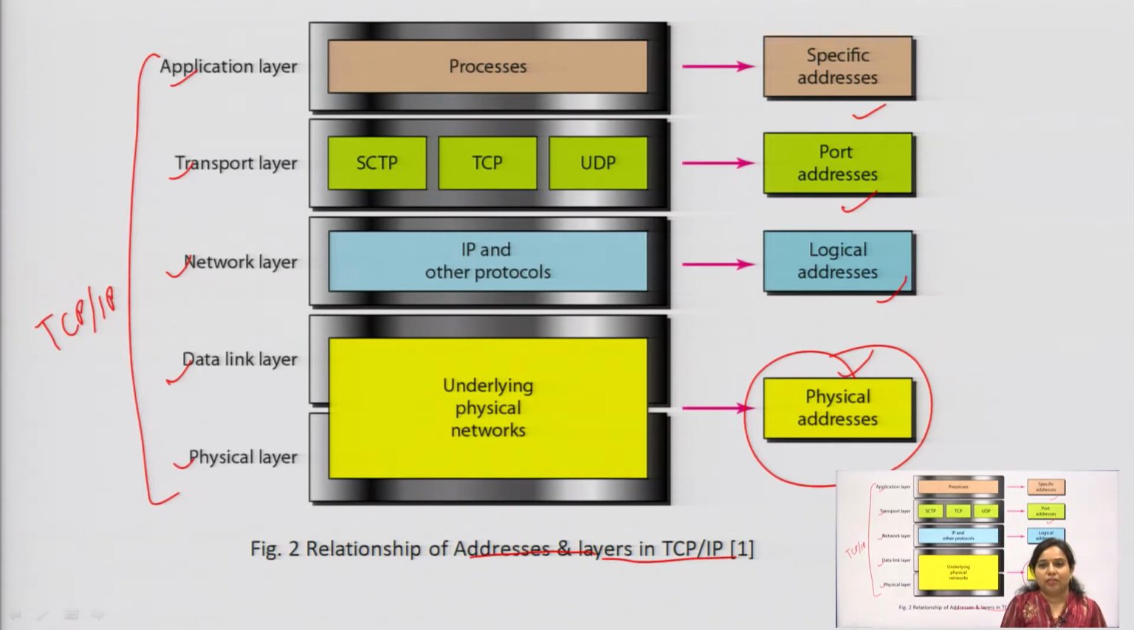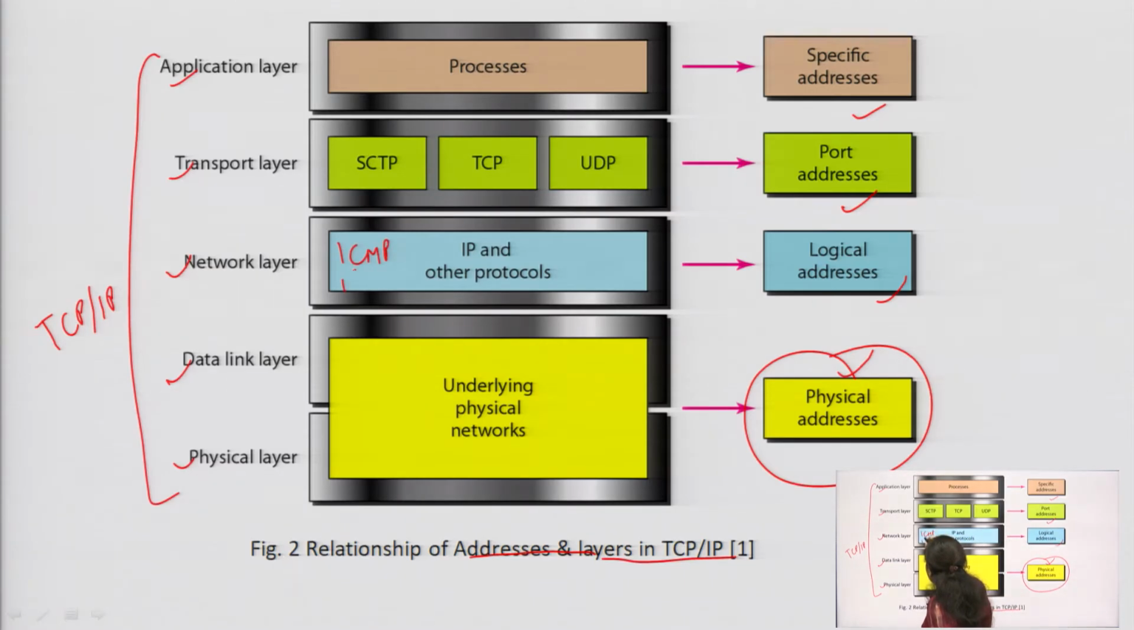So, in this way the method, or in this way the frame will be formed. So, that is known as the data link layer. The next layer is the network layer. In case of this network layer, there are IP and other protocols. What are the other protocols?